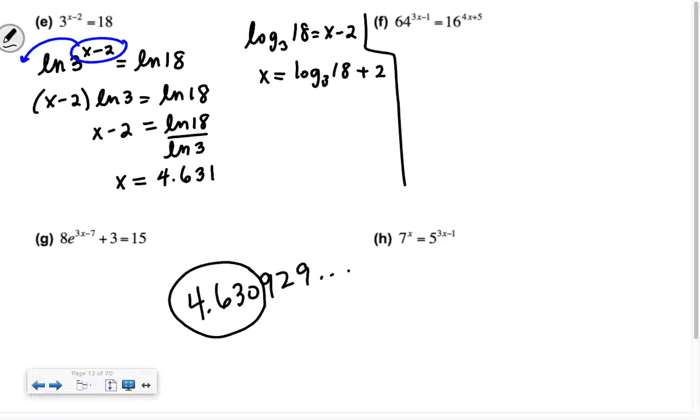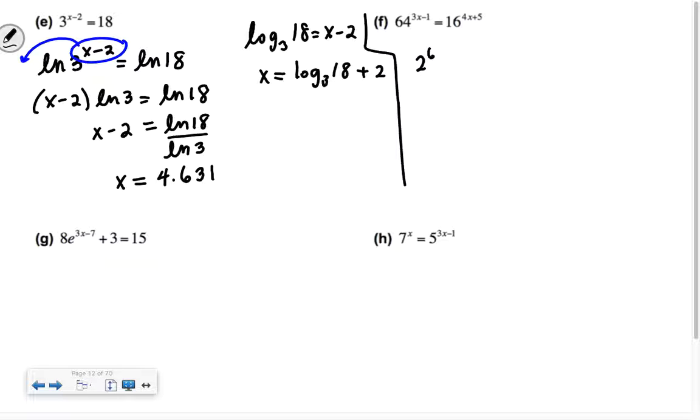Okay, so F, we are going to try to get them to be the same base. So let's start with 2. If I have 2, and I'm trying to raise it to a power to get 64, do you guys know what power that is? It's 6, right? So 2 to the 6. And then 16 is 2 to the 4.